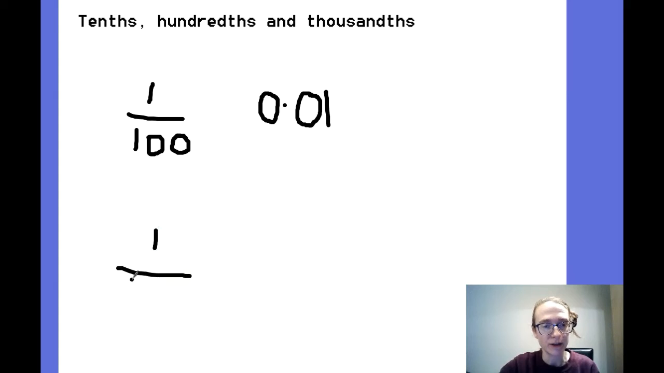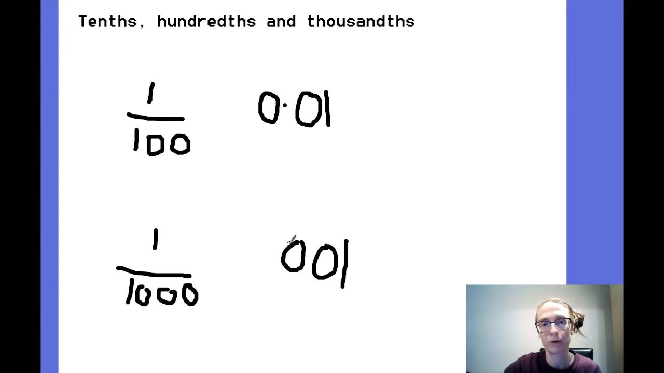And a thousandth: 1, 2, 3 zeros. So if there's 3 zeros, we're going to move that decimal point 3 times. So the decimal point starts here and it goes 1, 2, 3. We end up with 0.001. That is a thousandth. The same thing. Remembering that fractions are divisions.